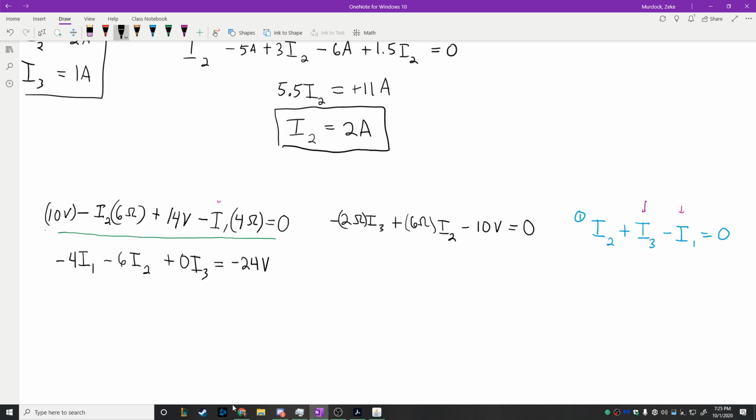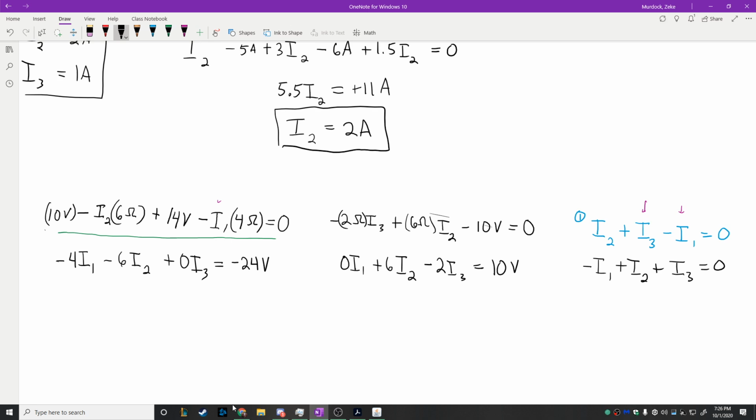Our second equation right here, there's no I1 term. So we're going to have 0 times I1, and then 6 times I2, and then negative 2 times I3, and then the negative 10 goes to the right-hand side and becomes 10. This one's really simple. We just need to reorder them: negative I1 plus I2 plus I3 is equal to 0.